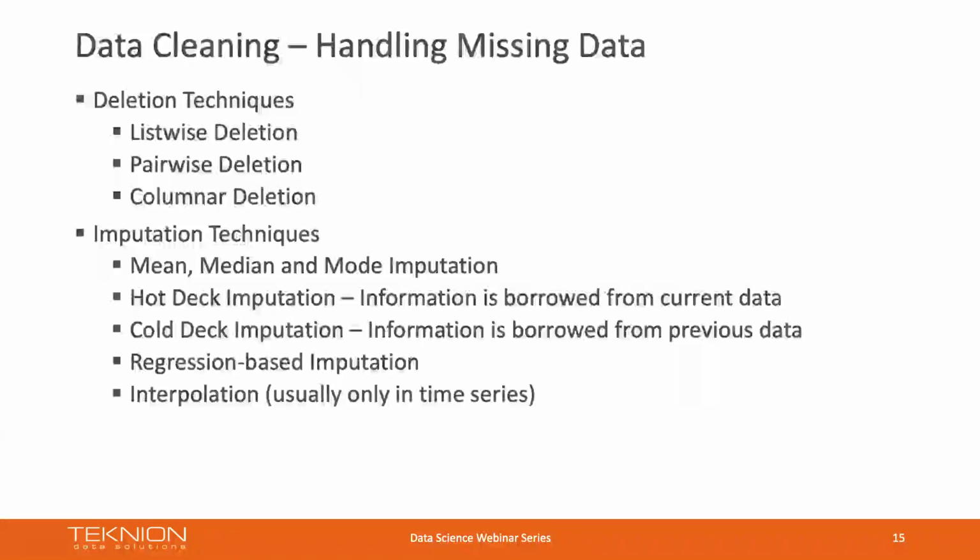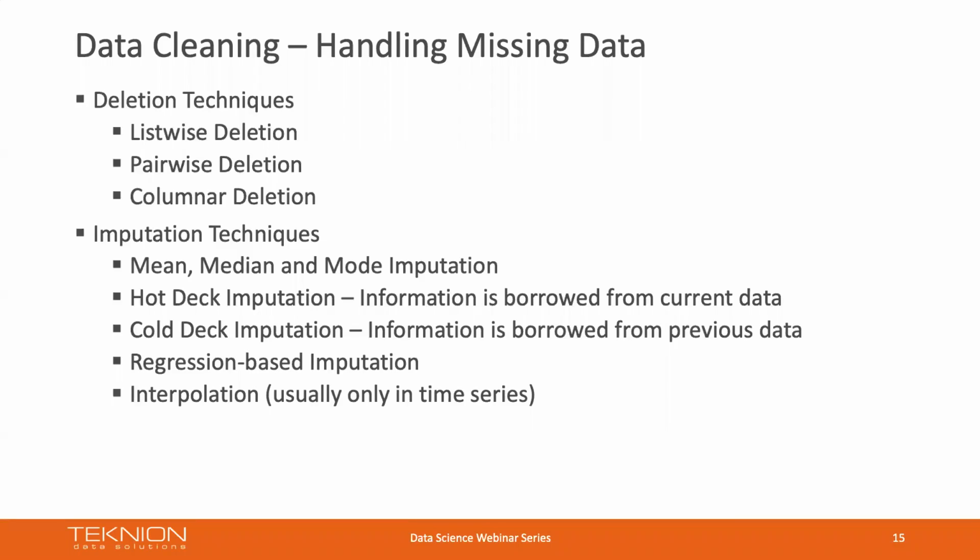But if we're not deleting it, how can we handle it? We use what we call imputation techniques. There are a few ways that we can do this. We can either just take the mean and put it in for that person, or we can take the median, or the mode, and put it in for that person. For everybody who's missing on this variable, we're just going to put the mean of that variable in there, or the median, or the mode.